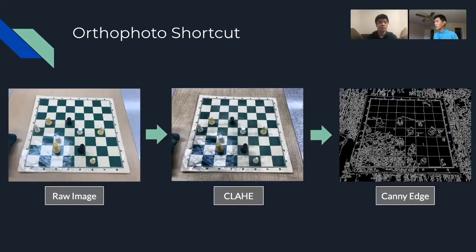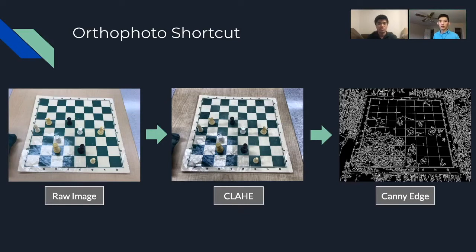Okay, so as you can imagine, ResNet 152 is a fancy sounding name, meaning the CNN has indeed 152 layers. And so this takes a lot of processing power. So one way we can shortcut the amount of images that the CNN actually has to process is by using the orthophoto. So to start with, we take the raw image, we run it through CLAHE.